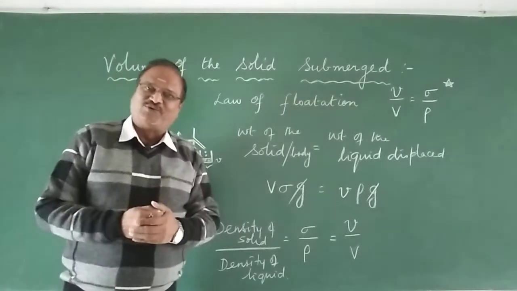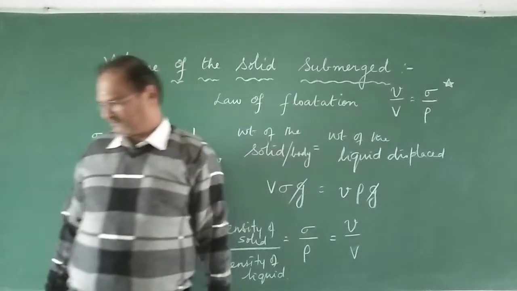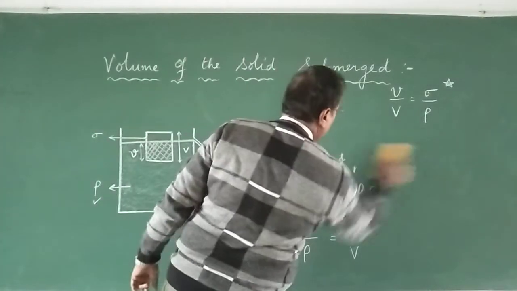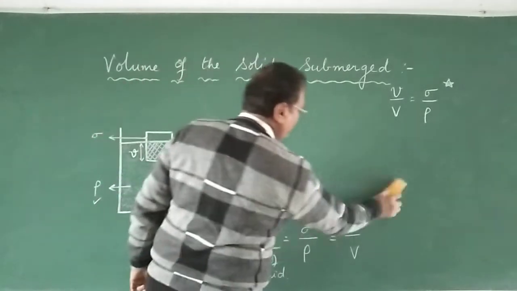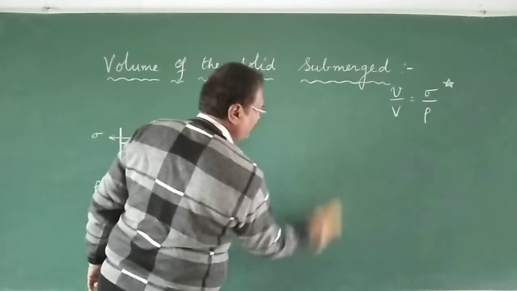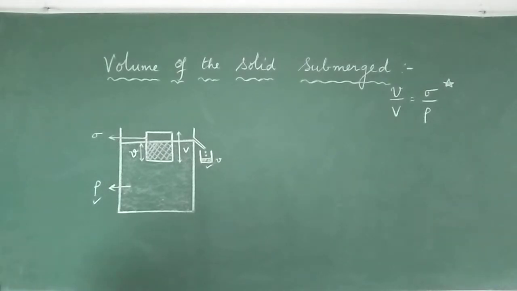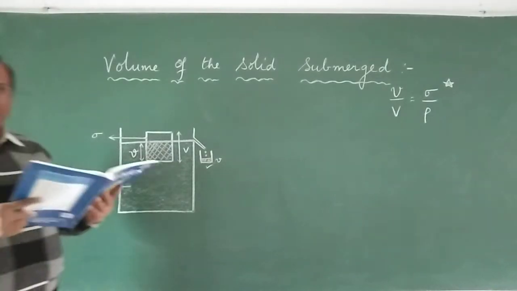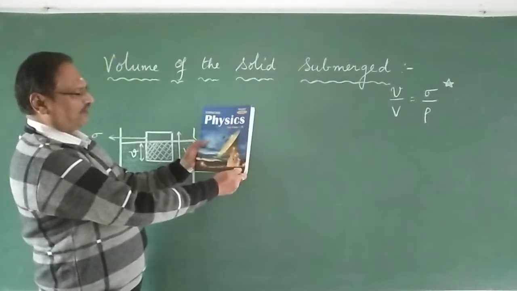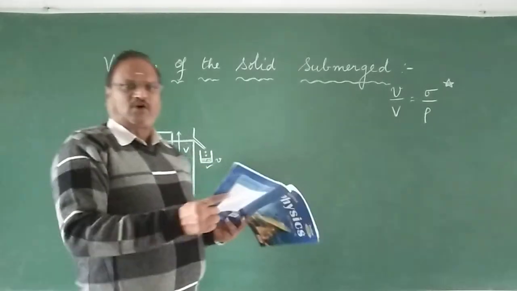Now in this video, I would like to do two numericals based on this concept. Let me first erase this. Remember, the weight of the liquid displaced should be equal to the weight of the body, then flotation takes place. Now I am taking two numericals from ICSE Concise Physics of 9th standard, Selina Publishers, and this is very common.